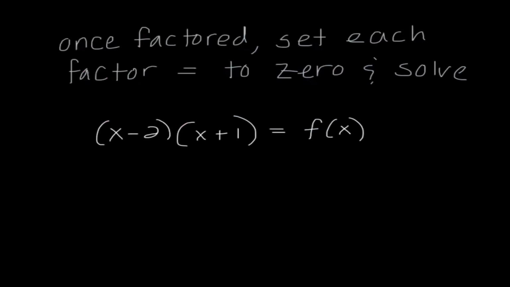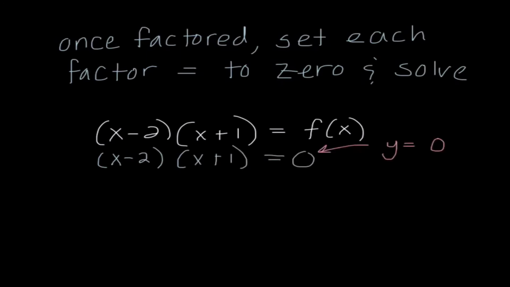Once we factor, what we're going to do is set each factor equal to 0 and solve. So I wrote out an equation here that's already factored, and notice that it is equal to f of x. So the first thing that we're going to do here is set f of x or y equal to 0.